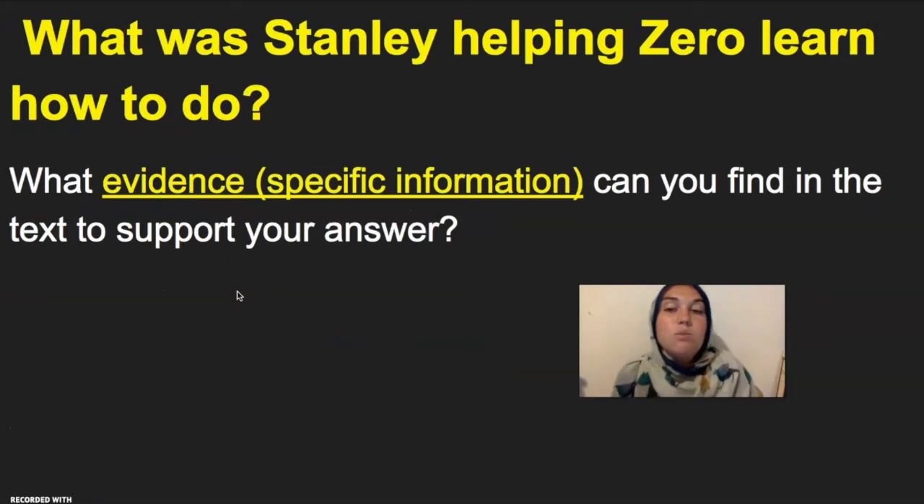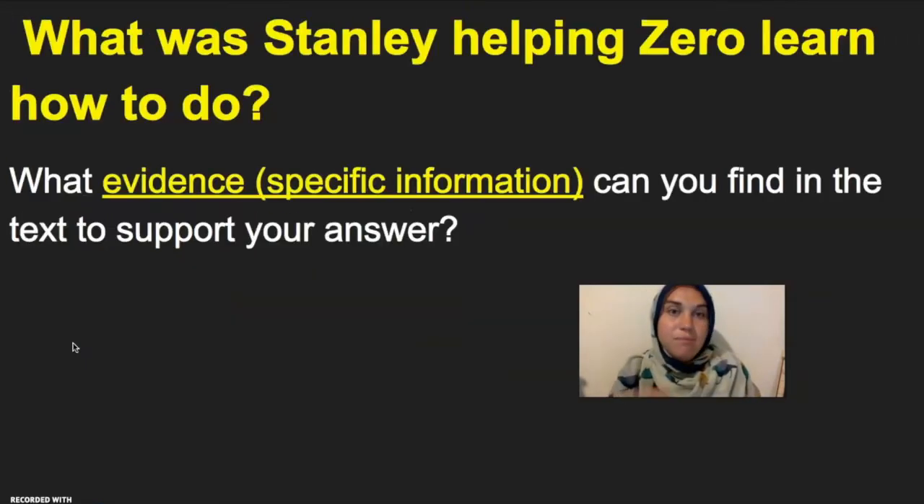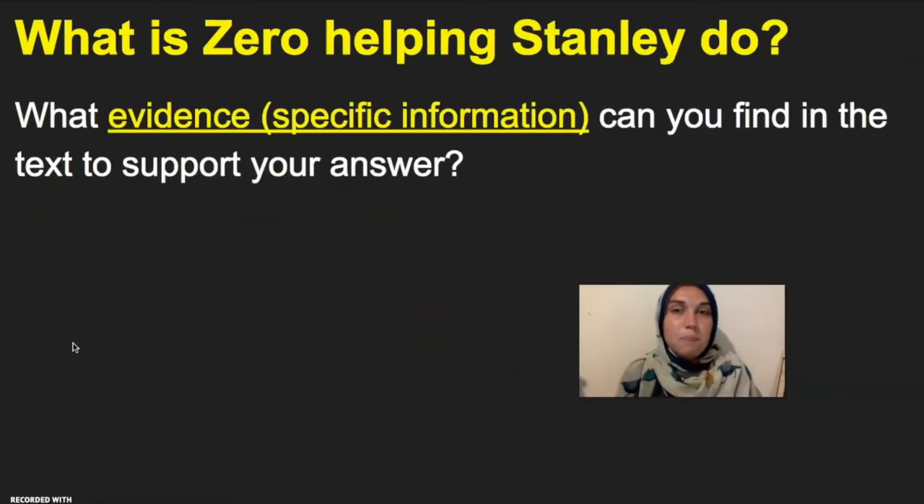Now, when it says what evidence can you find in the text to support your answer, you could copy this quote, just like we do in class. When I say, give me some evidence, you could use this quote as your evidence. He still could have taught him to read, okay? Nice, great job. Let's do number 2 together.